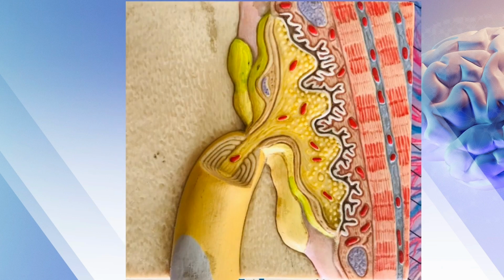This is another model in which you can see the synapse of the motor neuron with the skeletal muscle. So this area is the presynaptic membrane, and here in this area you can see a large number of synaptic vesicles which contain the neurotransmitter, usually in this case acetylcholine.